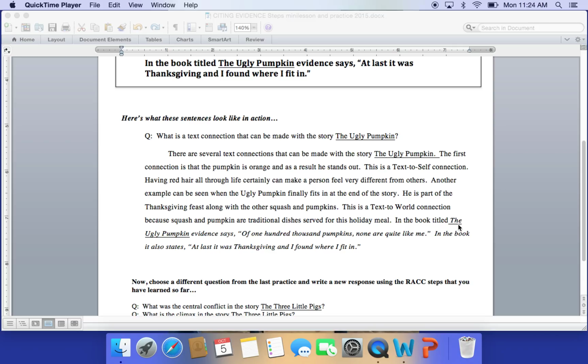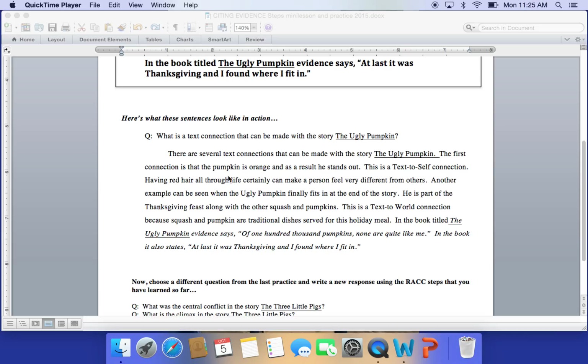So in italics, I added those two citing evidence sentences below, and these are the text-to-self and text-to-world evidence sentences we needed for support. So here it says, in the book titled The Ugly Pumpkin, evidence says, "Of 100,000 pumpkins, none are quite like me." So that evidence is there to support the text-to-self connection.